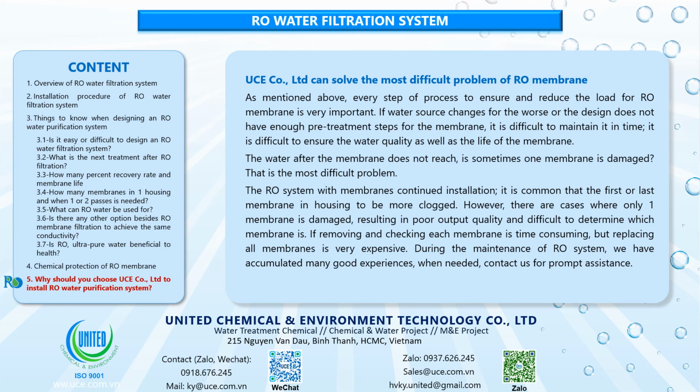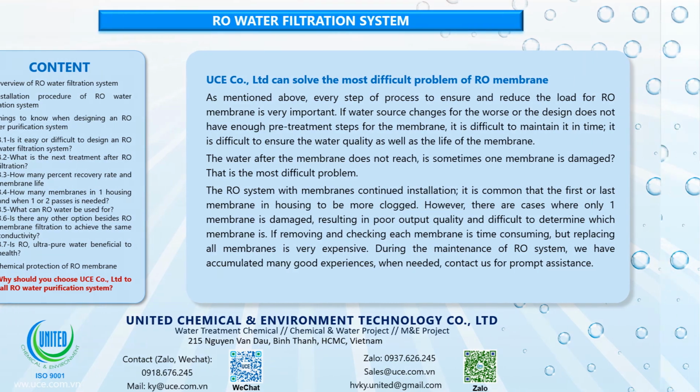In an RO system with membranes installed in series, it is common that the first or last membrane in the housing is more clogged. However, there are cases where only one membrane is damaged, resulting in poor output quality and making it difficult to determine which membrane it is. Removing and checking each membrane is time-consuming, but replacing all membranes is very expensive. During the maintenance of RO systems, we have accumulated many good experiences. When needed, contact us for prompt assistance.